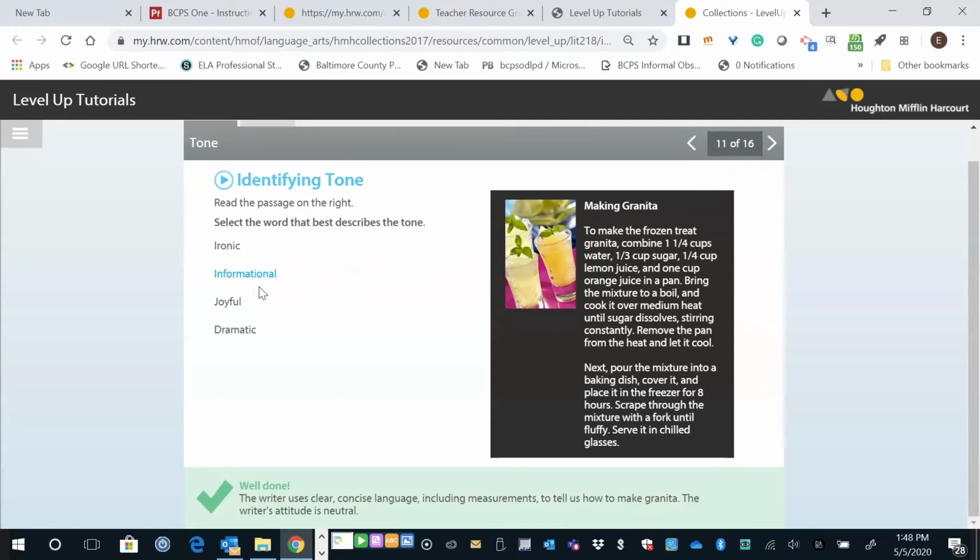Correct. Job well done. The writer uses clear and concise language, including measurements, to tell us how to make a vernita. The writer's attitude is neutral. So if you chose the word informational, you are correct.